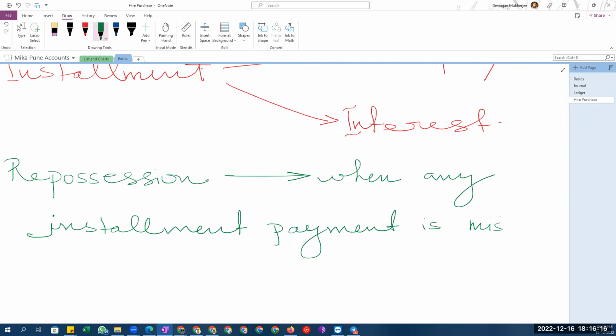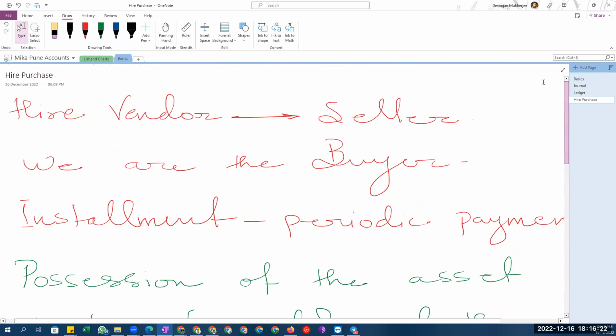So remember these points. These are some of the basic points that we need to remember. I summarize them. Hire purchase is a method where we as a company can buy an asset which is worth a lot of money. If we don't want to buy it outright, we can buy it under the hire purchase method, where we have to pay an installment, or yearly installment or semi-annually installment. And in this, we buy the asset from somebody called the hire vendor, who is basically the seller.